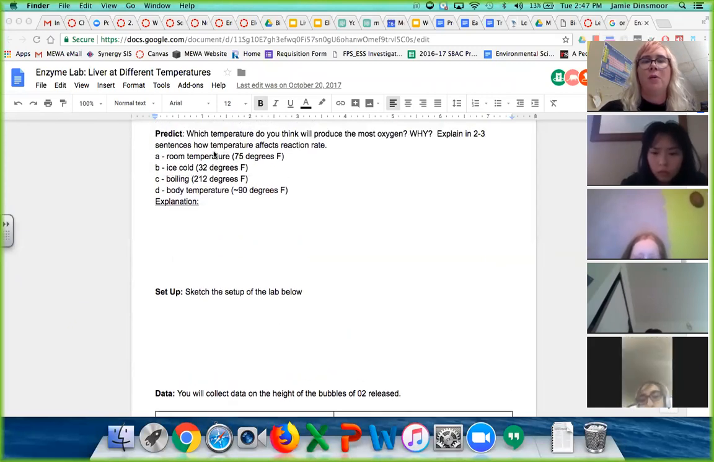I'm going to grab a thermometer. If you get done with that and you need something else to do, you can start on your setup. Sketching the setup. You haven't seen much so far, but you have seen 4 test tubes filled with liver, so that's something. I'm going to grab a thermometer and hopefully a thing to grab hot stuff so I don't burn myself. So I'm leaving you guys for about a minute and a half, 2 minutes, predicting, setting up.